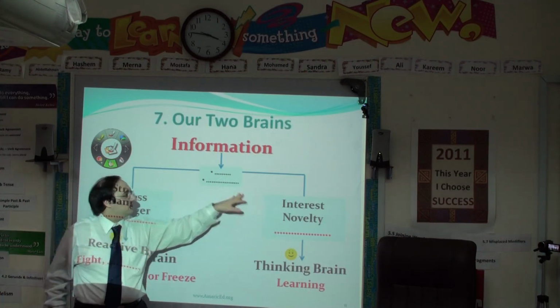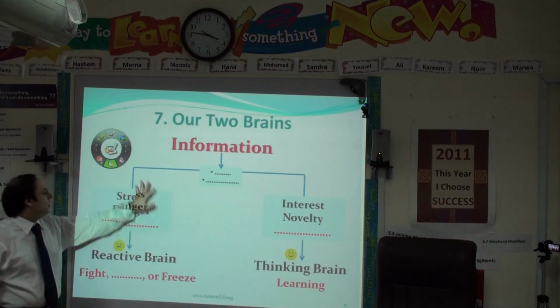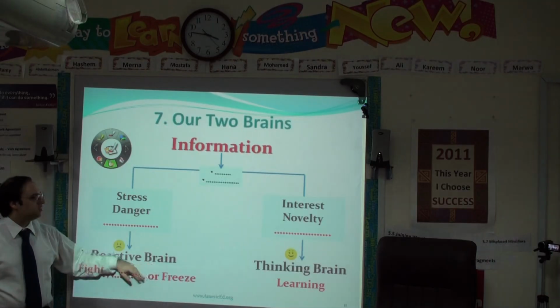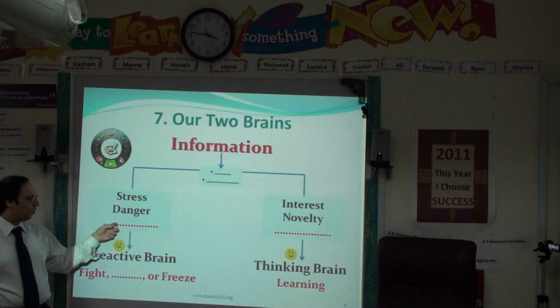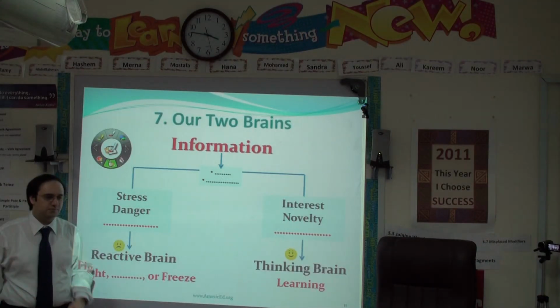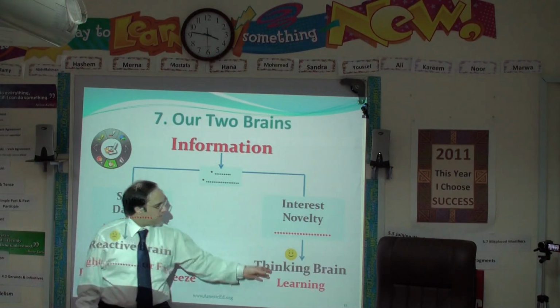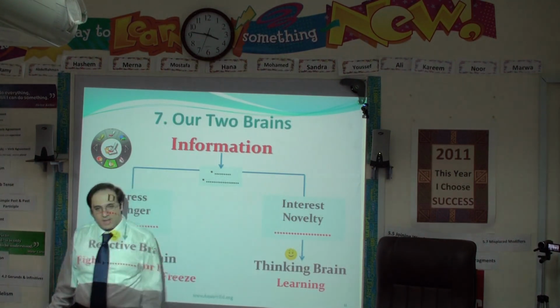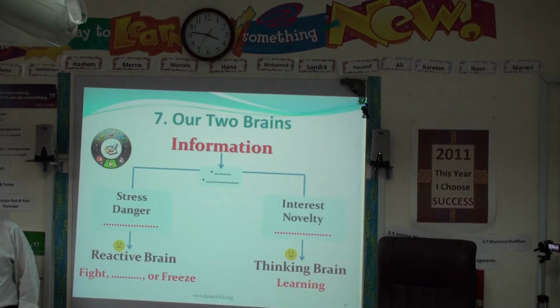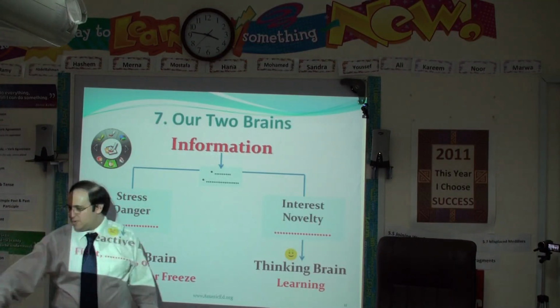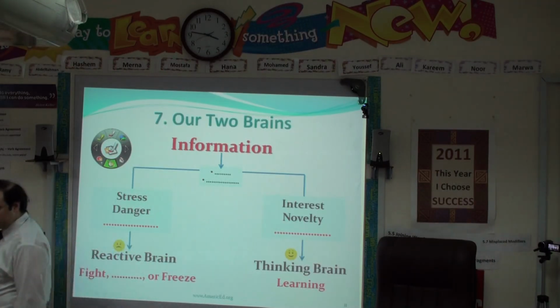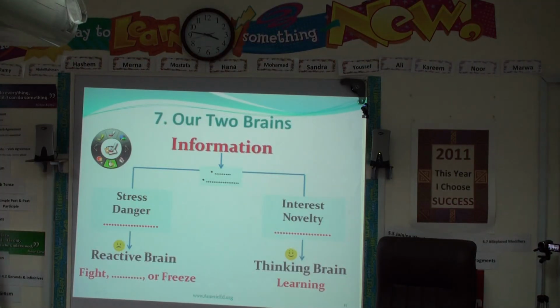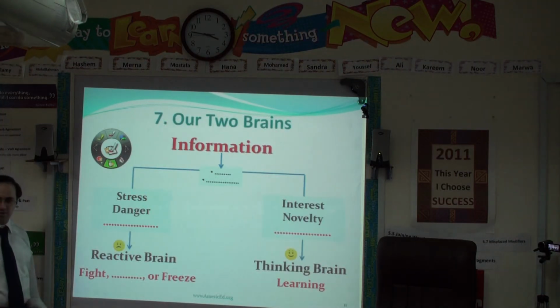A-M-Y-G-D-A-L-A. Excellent. Amygdala. Now, the information that goes to our reactive brains is when we either feel stress, danger, or boredom. Excellent. It goes to our thinking brains if there is interest in what we're doing, novelty, something new, or relevance. Okay, great, relevance. Can you explain to me, please, what relevance means? Something that is relevant to me, either personally or. Okay, great. So something that is important to me, something that is relevant.